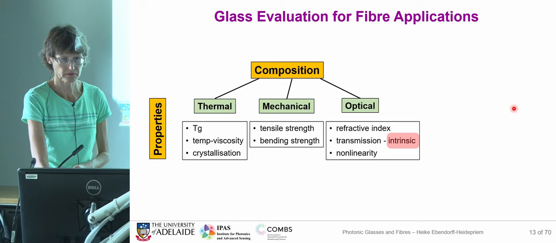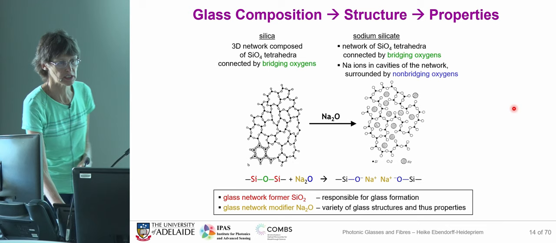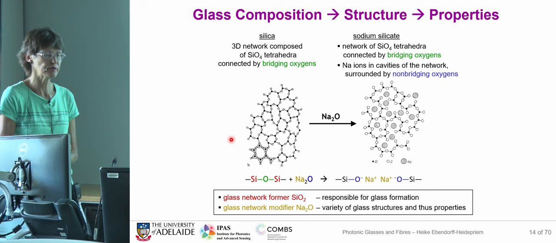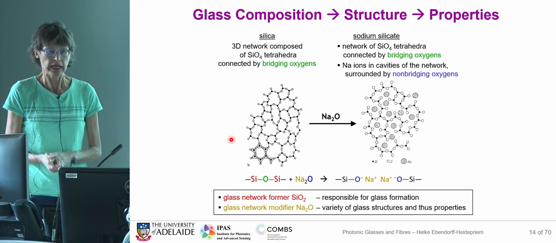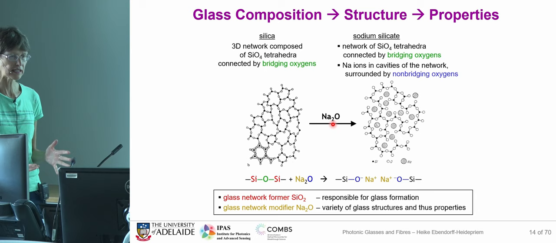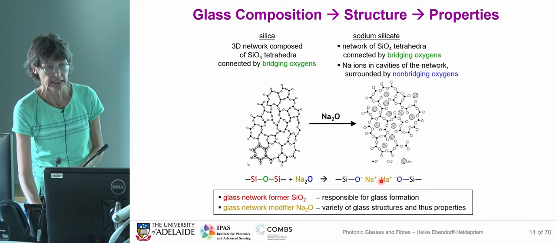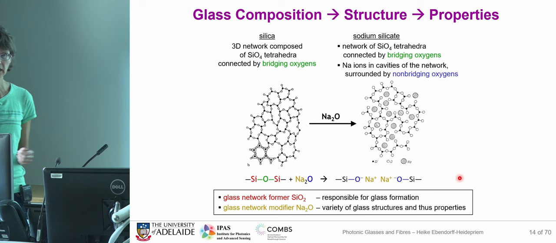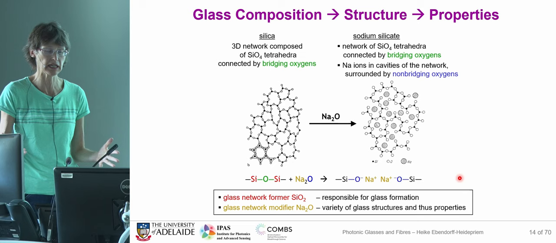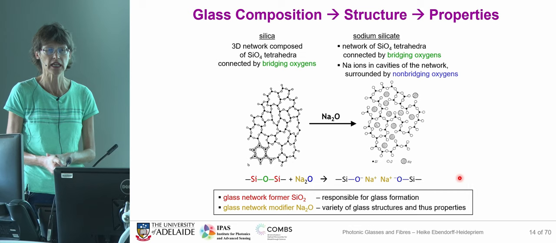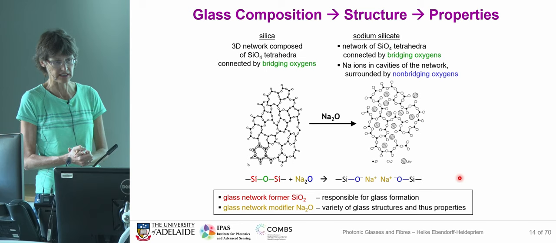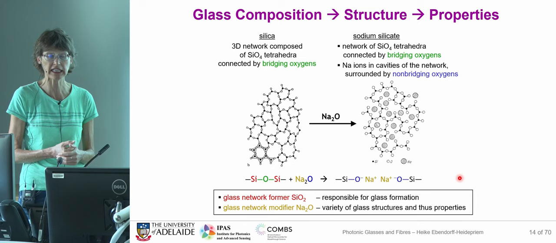Coming back to the glass structure, I talked about pure silica having this three-dimensional network of covalently bonded SiO4 tetrahedra. If we now add sodium oxide to such a glass structure, the sodium ions, as shown here in this chemical formula, break these bridging oxygens and form so-called non-bridging oxygens. And this has a profound impact on the glass structure, but also on the glass properties. For example, the glass transition point of pure silica is 1100 degrees Celsius. The more sodium is added, it can then go down to 400 degrees Celsius. So this breakage of the network really gives a tool of tailoring the structure and therefore tailoring the properties.